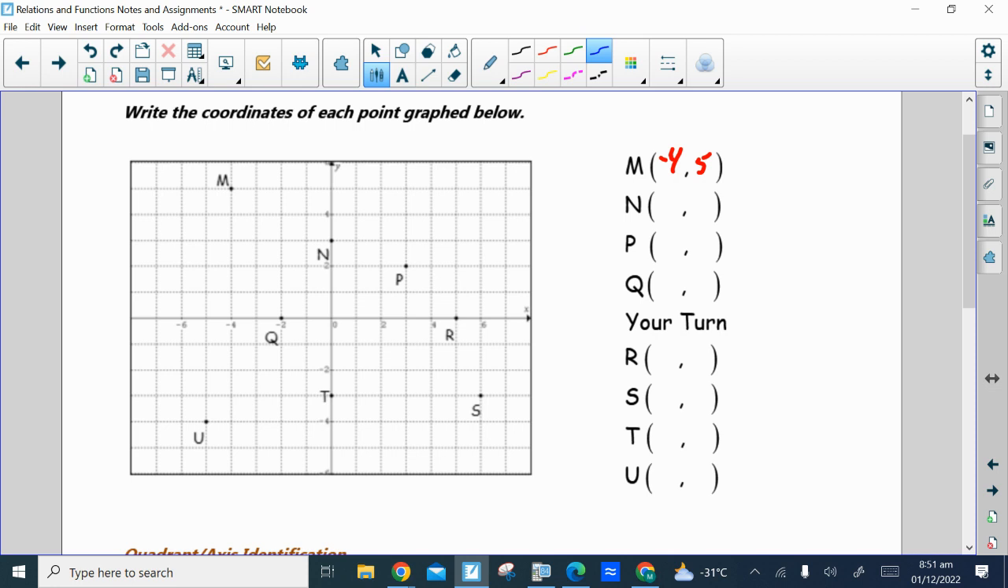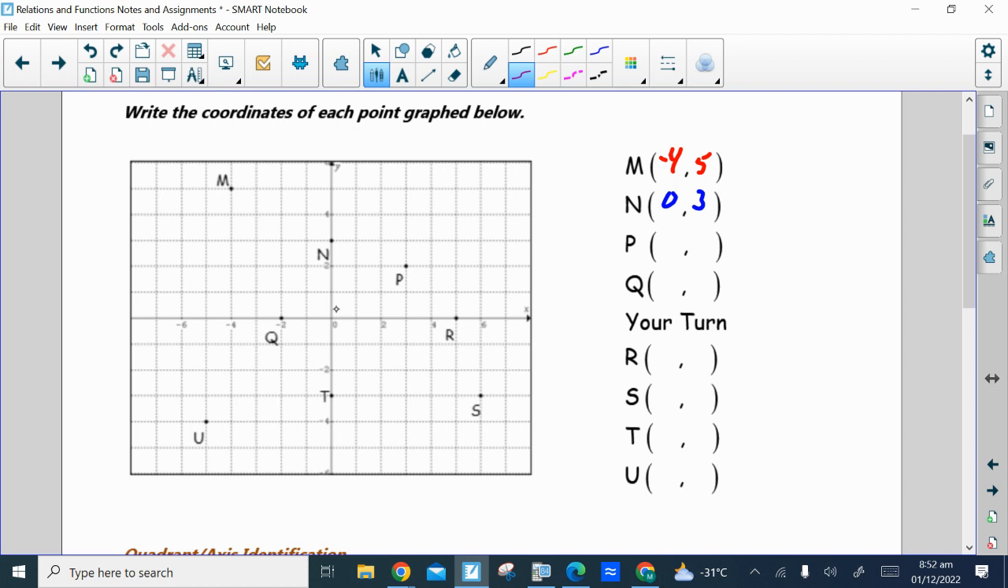Point N, you don't go left or right to get there. The x value is 0. But you will go up 3 units, so the coordinates are 0, 3. It's on the y-axis, so you don't go left or right. Hence, the x value is 0.